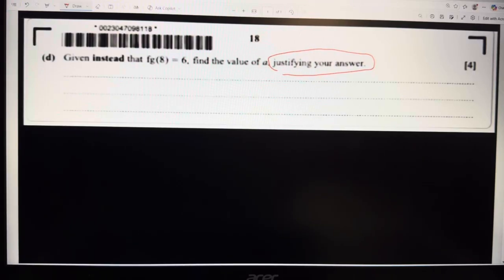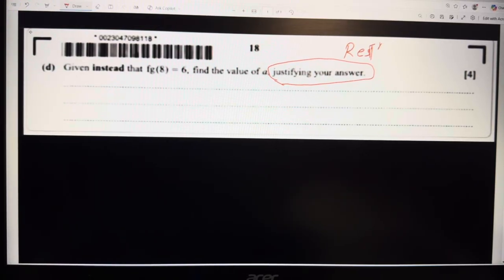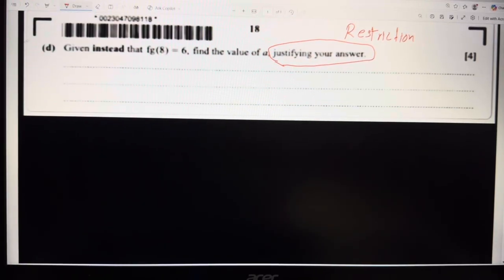Okay, before even starting, I know that justifying your answer means that there's going to be two values of a, and we're going to find one value of a. So this is a restriction. Please be careful in questions. The restrictions are quite hidden. So this is a restriction: there cannot be two values of a. Given that, we can just solve this.